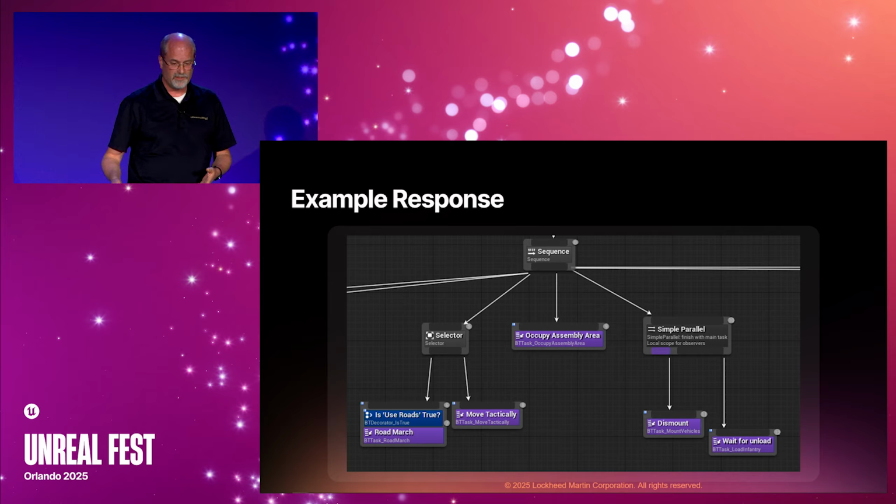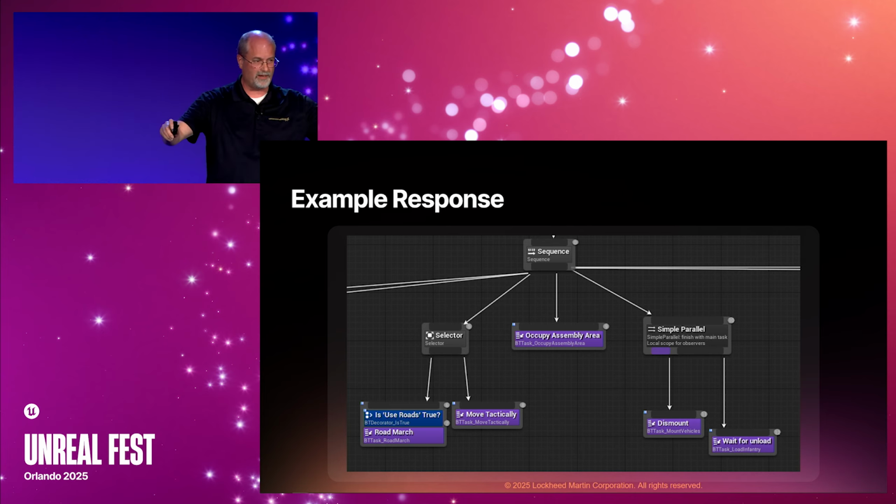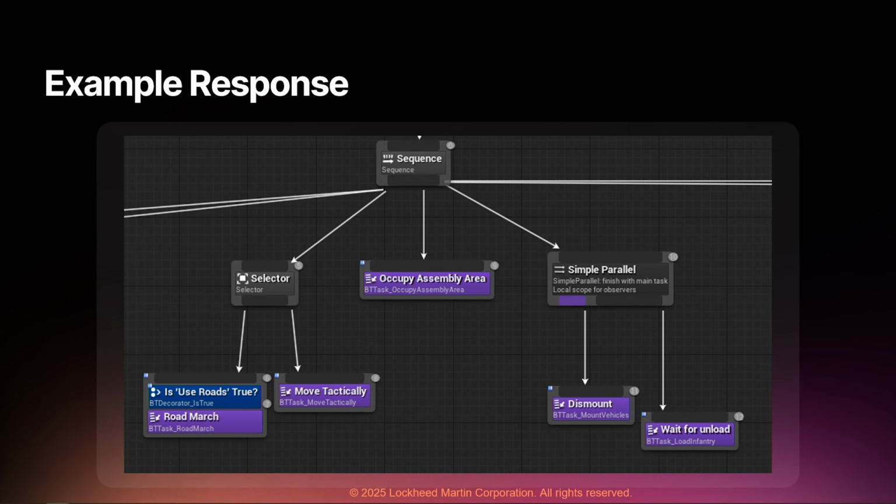When they're finished, the tasks here will complete at this level, and that'll transition us in sequence over to the occupy assembly area. This is where the vehicles spread out and get into a position that's suitable and protected for the dismounts to get out. The soldiers then get out of the vehicles, they find good cover positions, and when they're all done with that, we transition over to this parallel set of tasks that coordinates both the soldiers dismounting and the vehicles waiting for the soldiers to dismount.